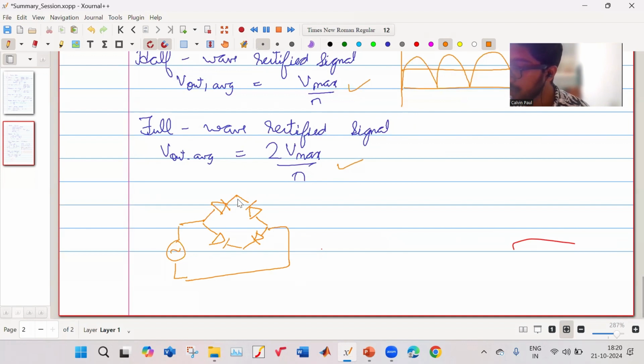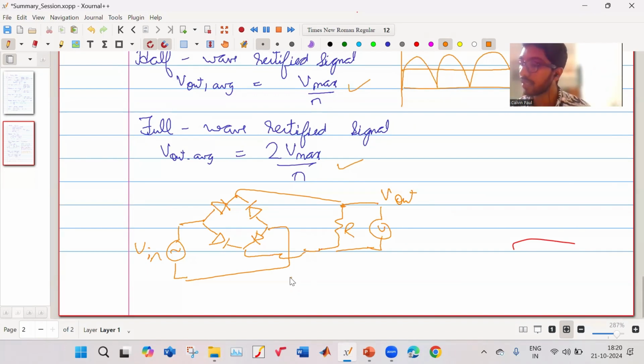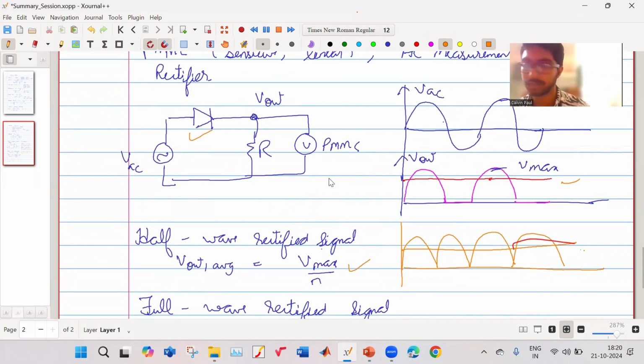And the output is taken from here. This is where we connect the output, and this is your input. And over here you connect your voltmeter. Then it's your output. So this is for full wave rectification, and this is for half wave.